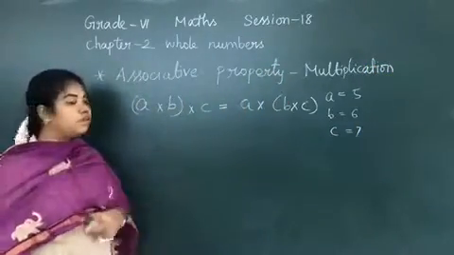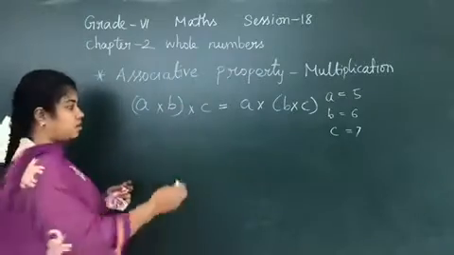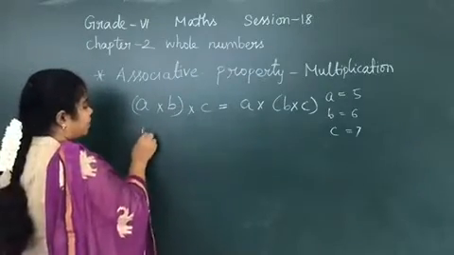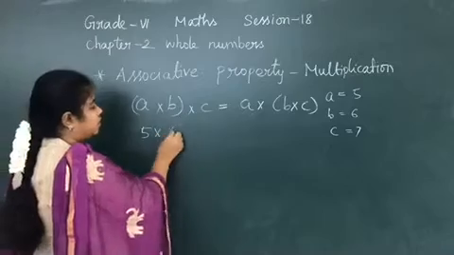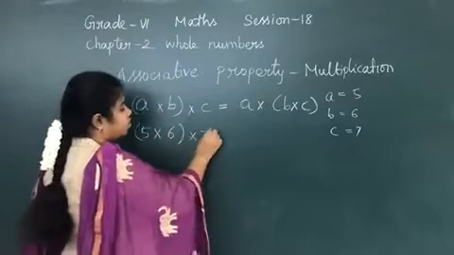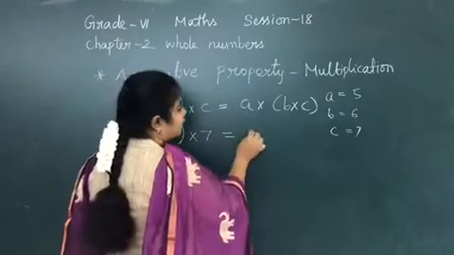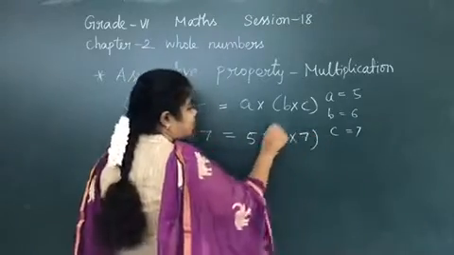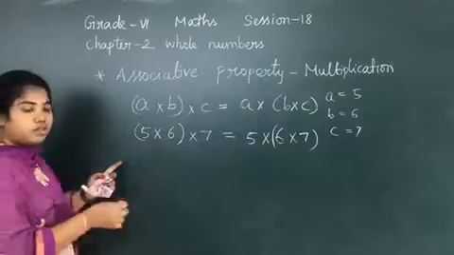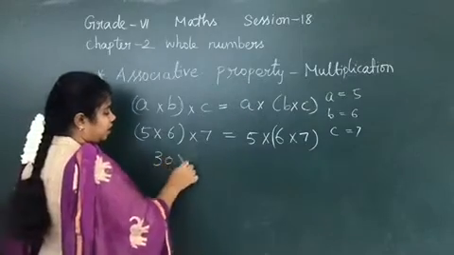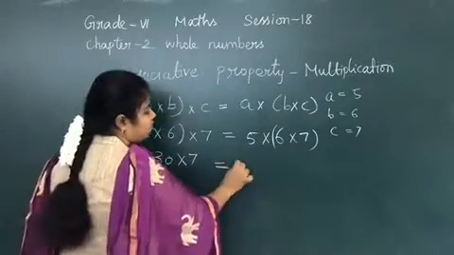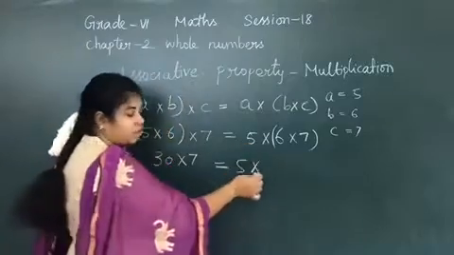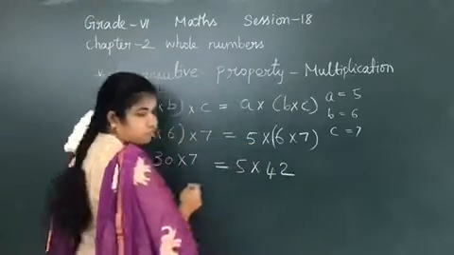So now we are going to see for multiplication the same things, same numbers, we can say values. 5 into 6 bracket into 7, which is equal to 5 into 6 into 7 bracket. So what is 5 into 6? It is 30 into 7, which is equal to 5 into what is 6 into 7? It is 42. Yes? Okay.